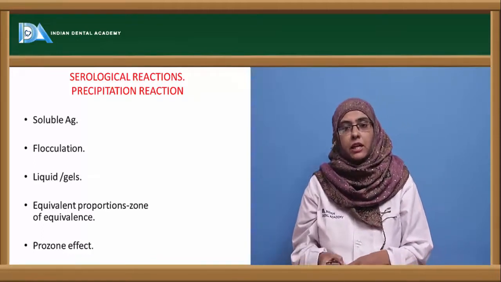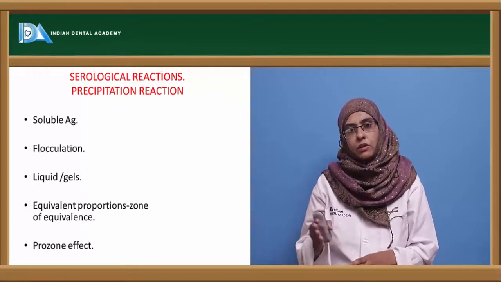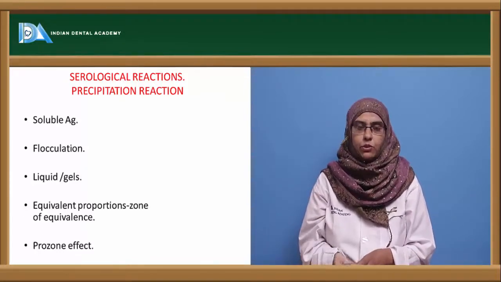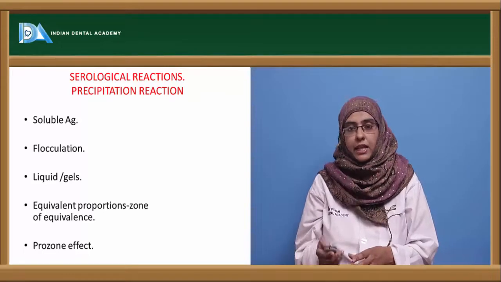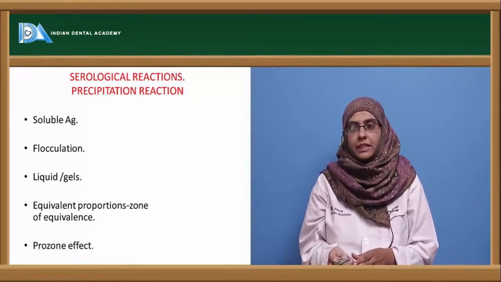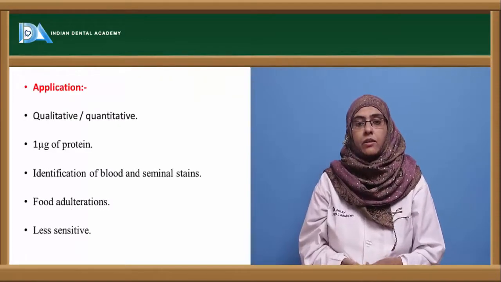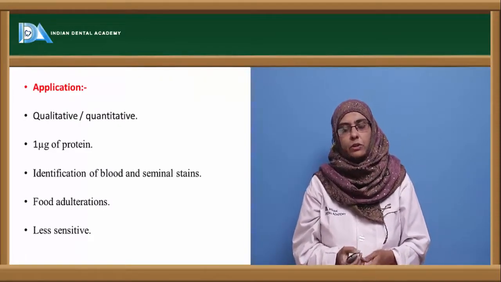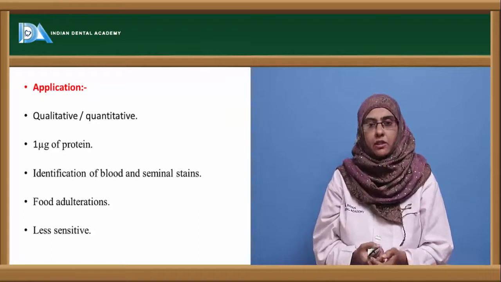So this particular phenomenon holds good for the agglutination reaction too. This is called the Marrack hypothesis, and it very well explains how the precipitation reaction takes place between antigen and antibody. Now coming to the applications, how do we use this precipitation reaction in serological techniques?